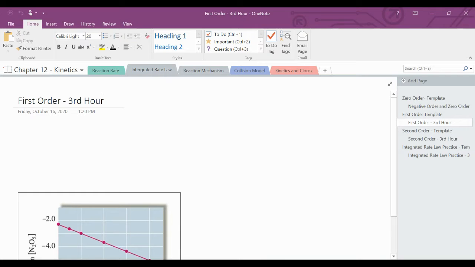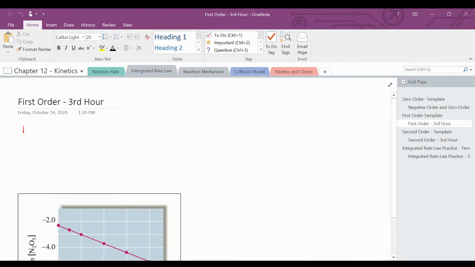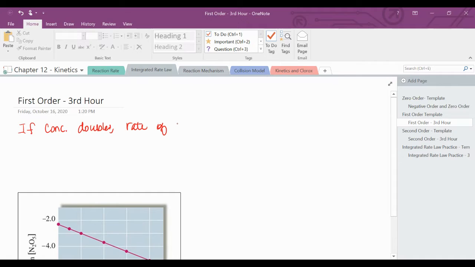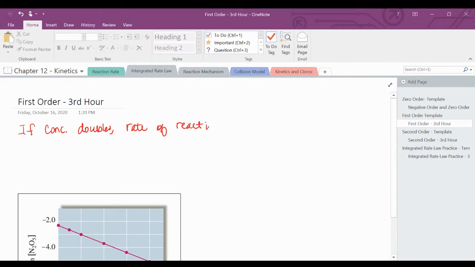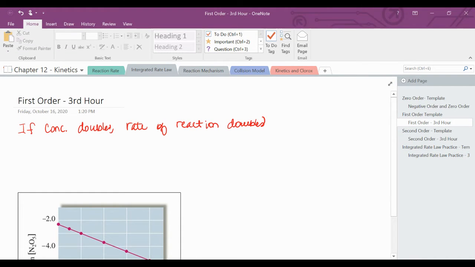The next order of reaction we're going to discuss is first order. So in first order reactions, what we see is if the concentration is doubled, then the rate of the reaction also doubles. Okay, so for first order, we can talk about K.